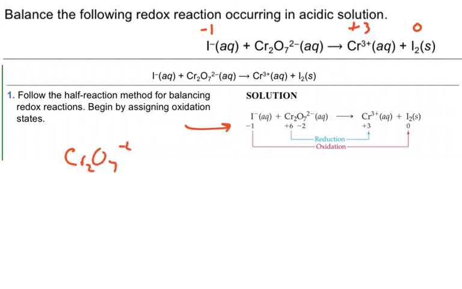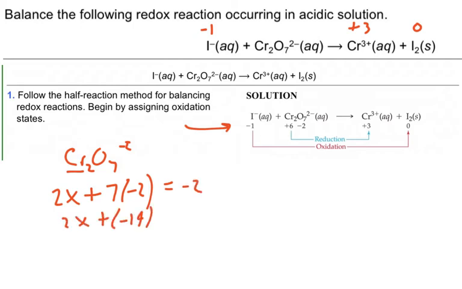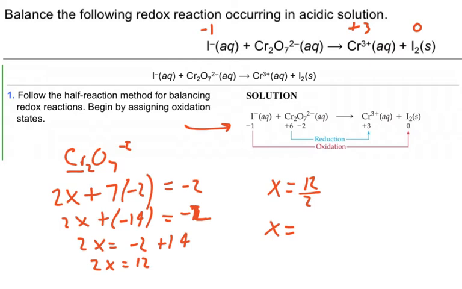What they did was they called the chromium X, but there's 2 of them, so it's 2X, plus the 7 oxygens that each have a -2 charge, and then they equaled it to the charge. And when you do the algebra, which is what I'm doing right now, I'm going to solve for X, you get 2X is equal to -2 plus 14. -2 plus 14 is going to be 12. So X is going to be 12 over 2. X is going to be 6. And that's what you see right here. So the chromium is +6. And we know the oxygen is -2.